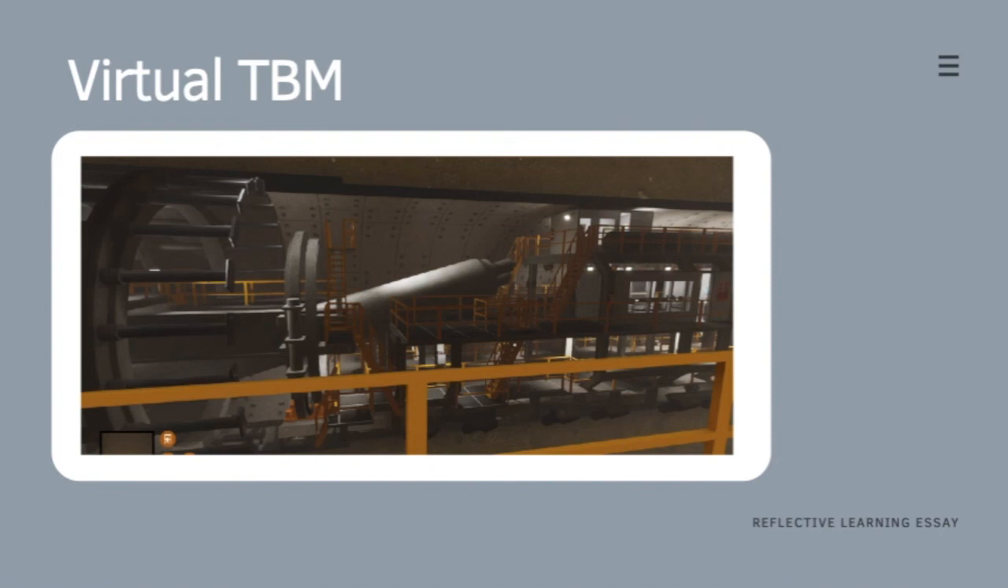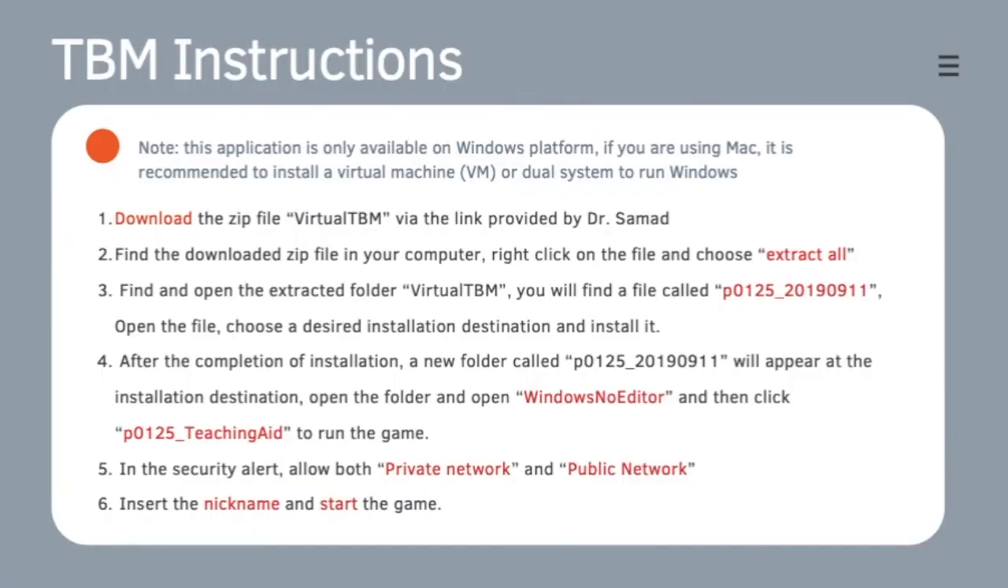The last technology you can choose is the virtual tunnel boring machine. There are 6 steps to start the tunnel boring machine game. Firstly, you will need to download the zip file titled Virtual TVM via the link provided by Dr. Samad. Find the downloaded zip file in your computer, right-click on the file and choose Extract All. Find and open the extracted folder Virtual TVM.